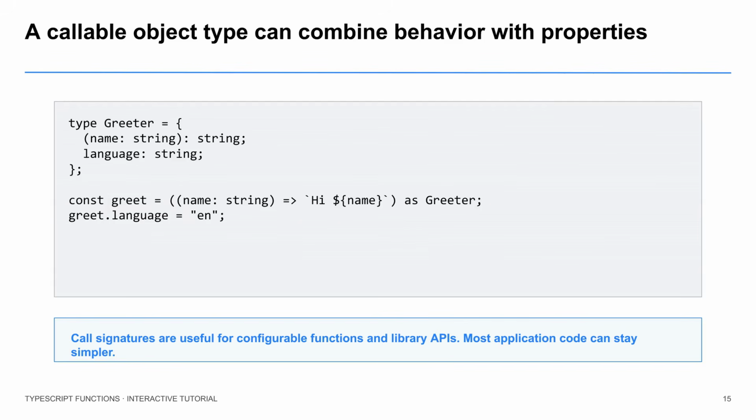Functions are objects in JavaScript, so TypeScript can describe a value that is both callable and has properties. The call signature defines how to invoke it, while the language property stores configuration. This pattern appears in libraries and factory APIs. Use it when the API genuinely needs both behaviors, not merely because the type system allows it.